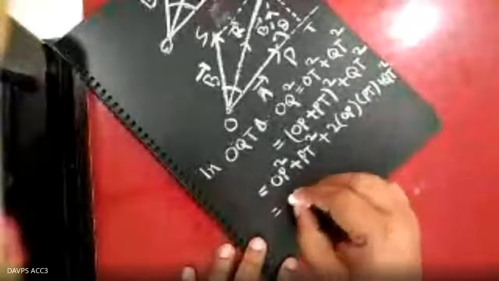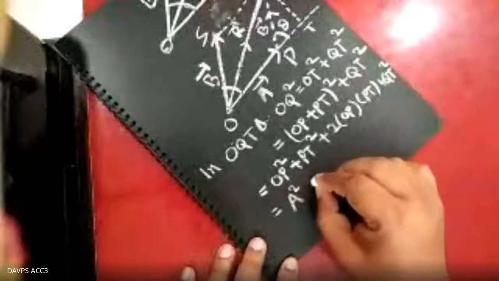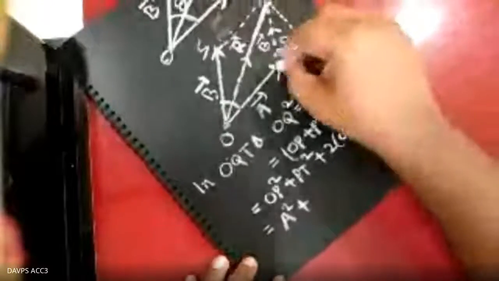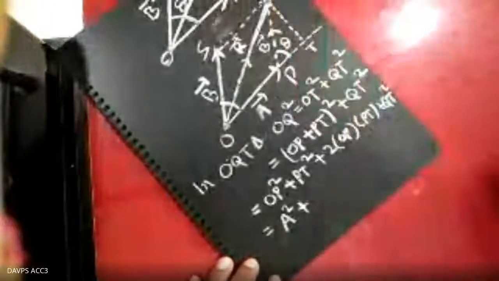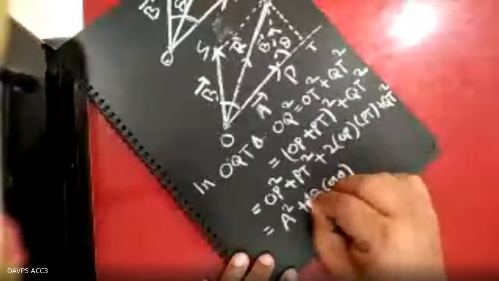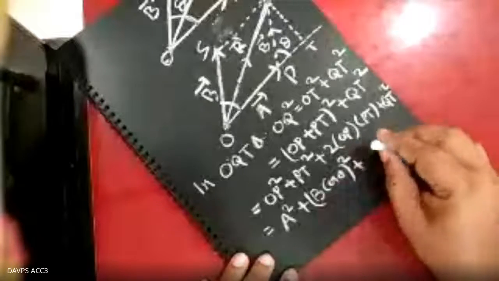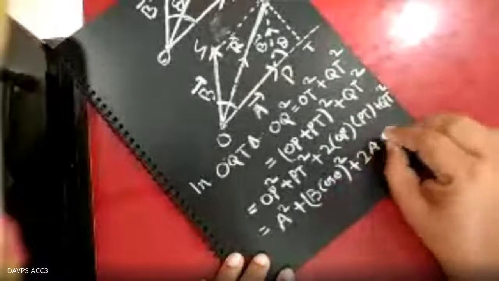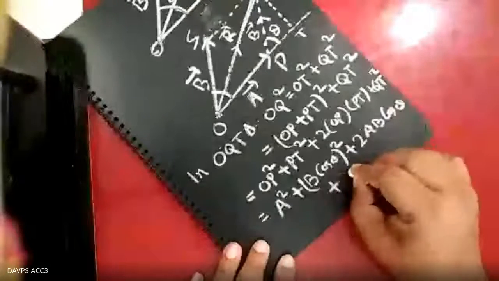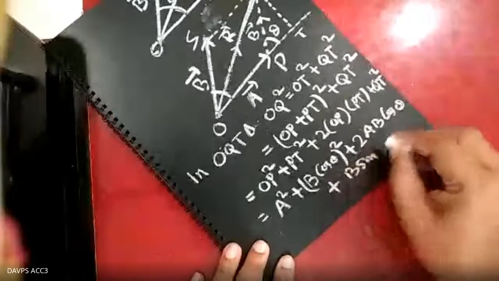QT square. So this will be equal to, what is OP square? That is A square plus, what is PT square? You know it, if you take it from this triangle, PT will be B cos theta. B cos theta, very good. Same pattern. B cos theta square, you write it quickly. You may advance, 2AB cos theta plus B sin theta square.